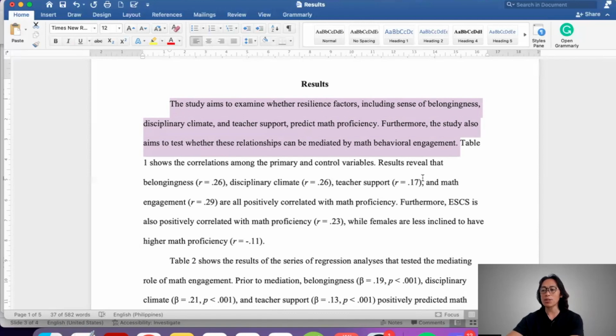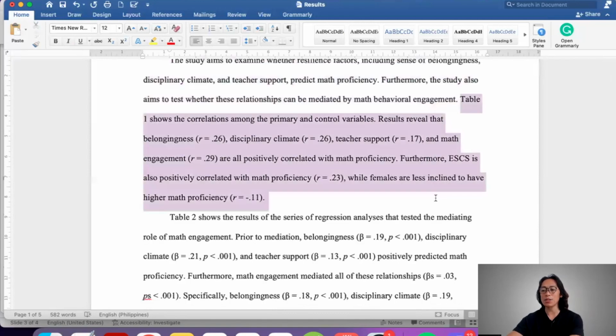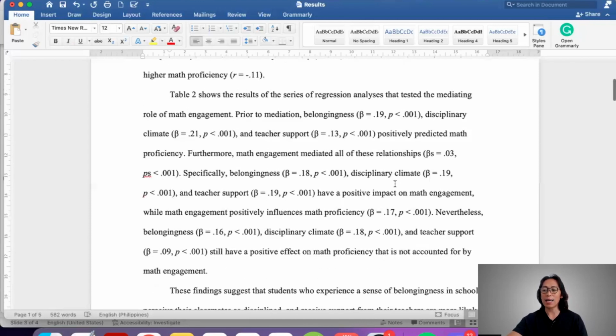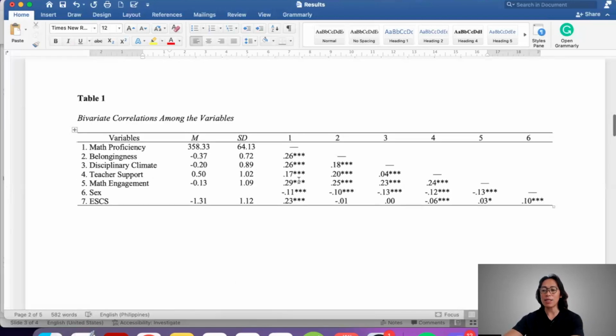And then afterwards, I proceed to discuss the preliminary analysis, which is our correlations. So it says here, Table 1 shows the correlations among the primary and control variables. The primary variables pertain, of course, to our IV, mediator, and DV, and our control variables pertain to sex and ESCS. Results reveal that belongingness, disciplinary climate, teacher support, and math engagement are all positively correlated with math proficiency. So where did I base that from? I based it from these values.